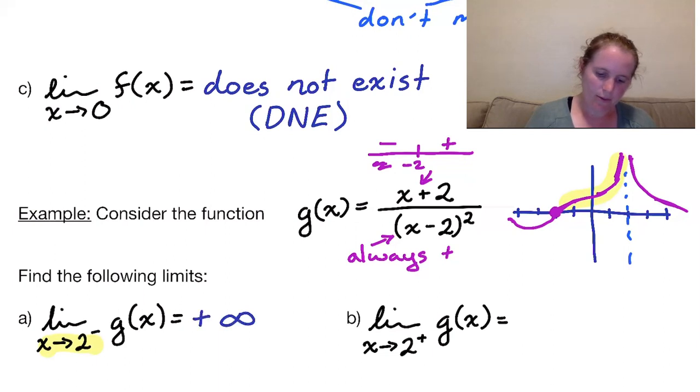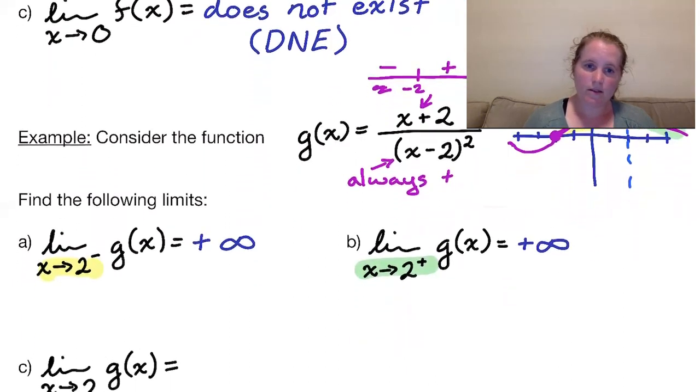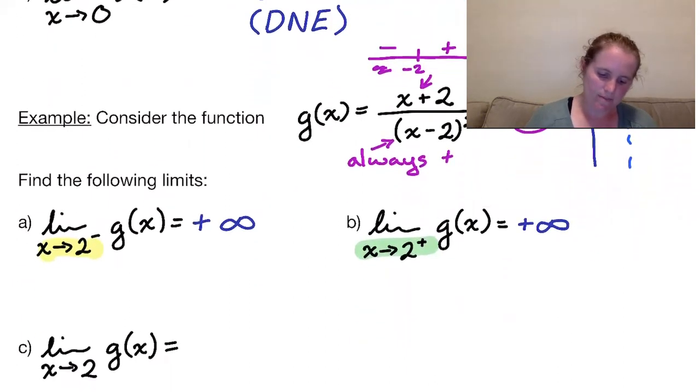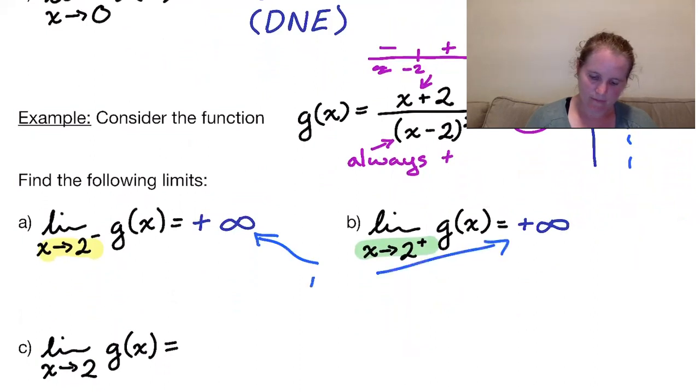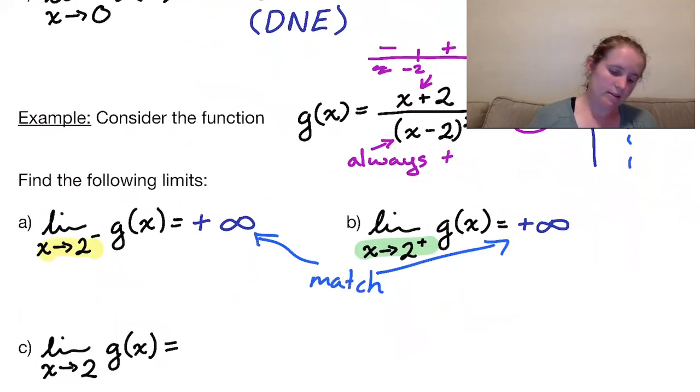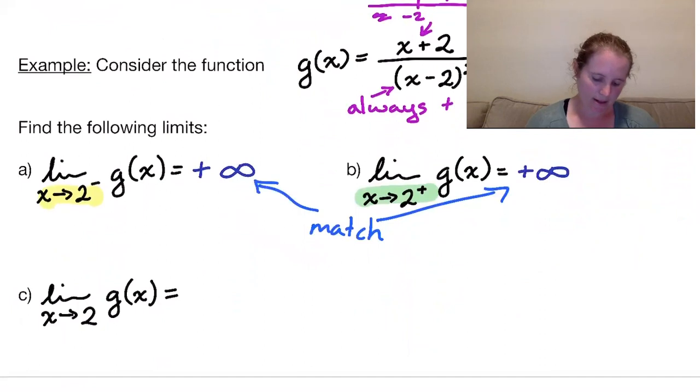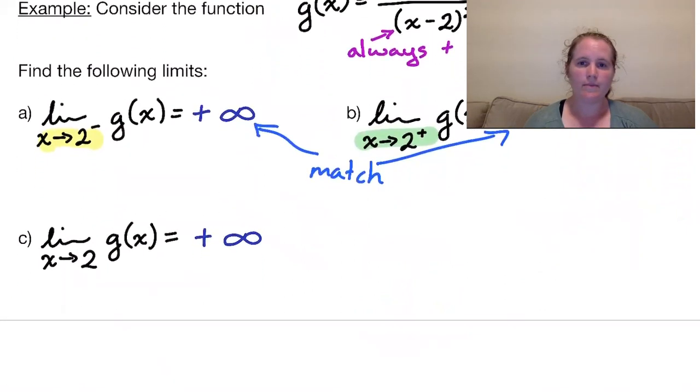And if we come from the right, we are also going to positive infinity. So these match. So we're going to say that the limit exists in this case if we're including infinite limits and is positive infinity.